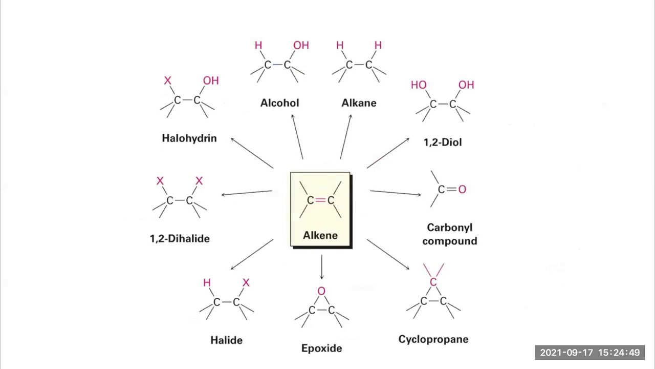And so now you've seen 3 ways to form alcohols. So now we've looked at forming halides, dihalides, halohydrins, alcohols, alkenes, and cyclopropanes. In our last video on this, we're going to look at forming 1,2-diols, carbonyl compounds, and epoxides.